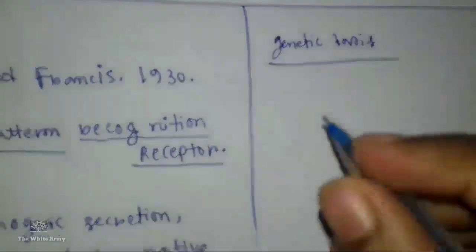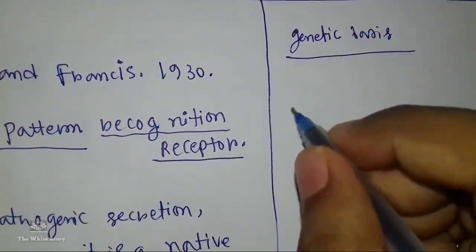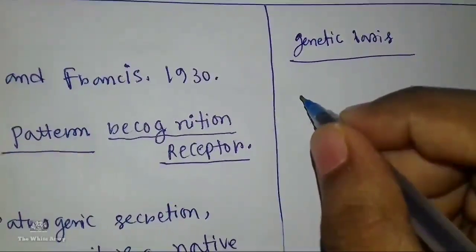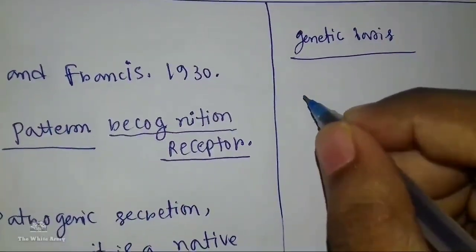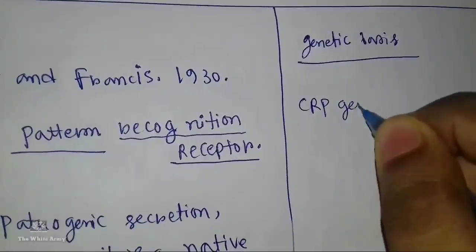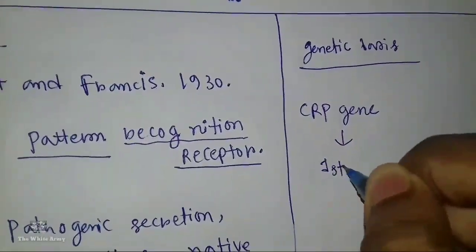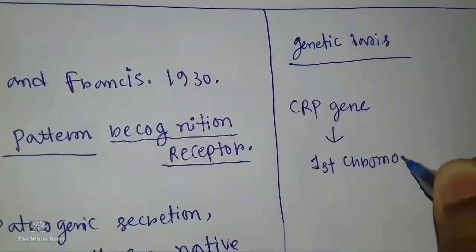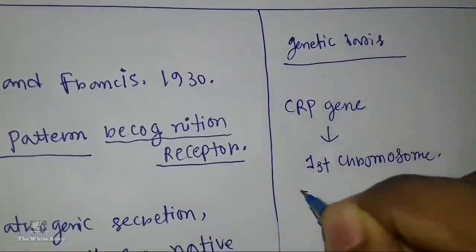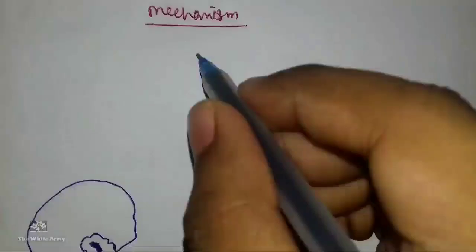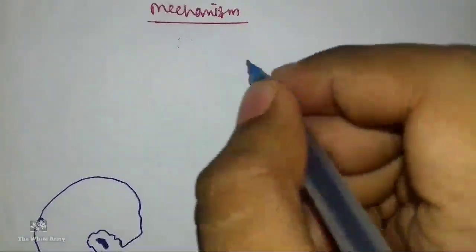As we all know, every protein has its genetic basis. So the C-reactive protein also has its gene, that is known as the CRP gene. It is located on the first chromosome in the human genome. So now let us know about the mechanism of action of this C-reactive protein.